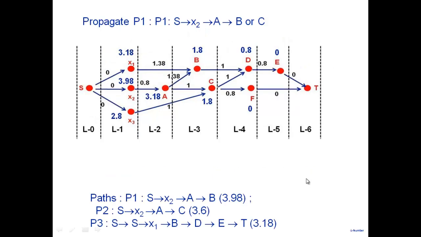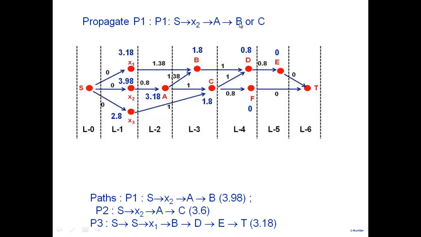Fine. Let's look at the other one, S to X2. So we have a path P2, S to X2 here, and we come to A. At S to X2, X2 to A, no problem. At A, we have a choice. Should I go along B or should I go along C? This is a choice here. B or C. If I go along B, the esperance of the path is 3.98.